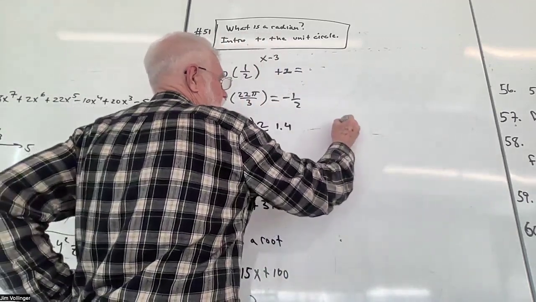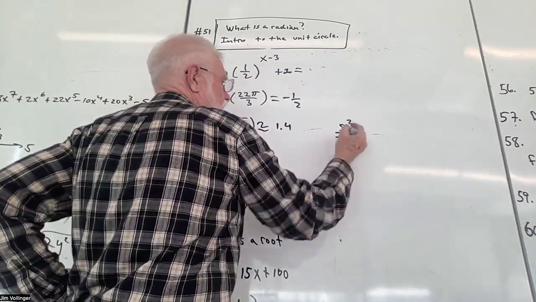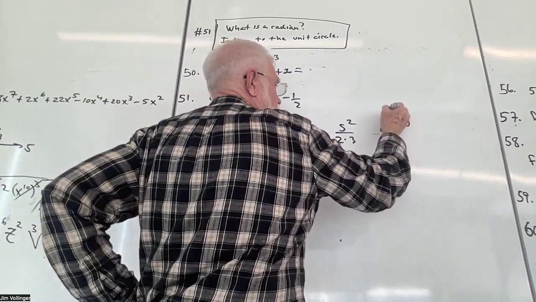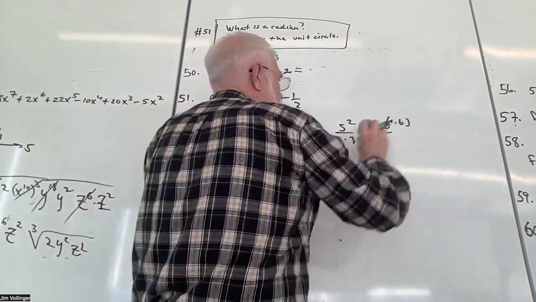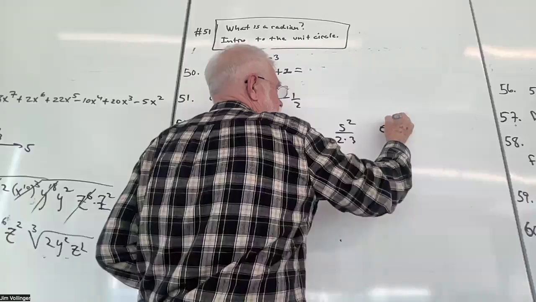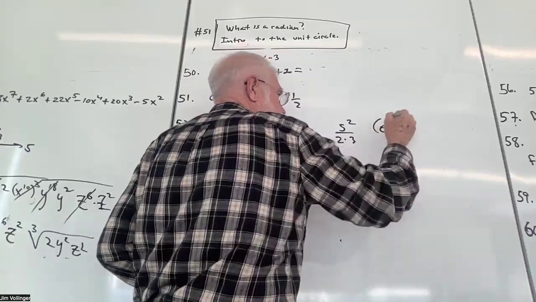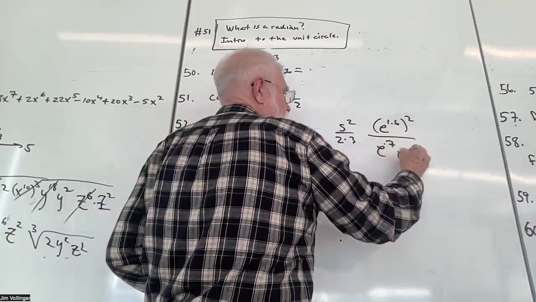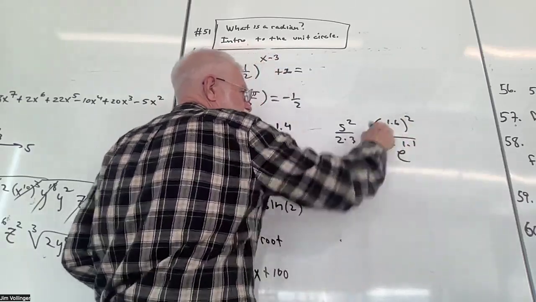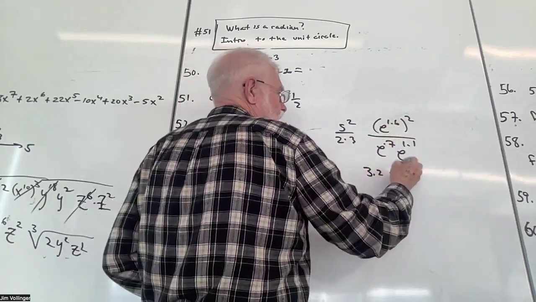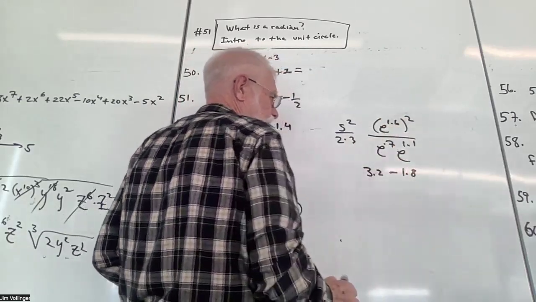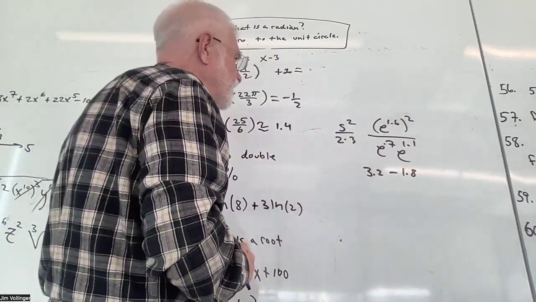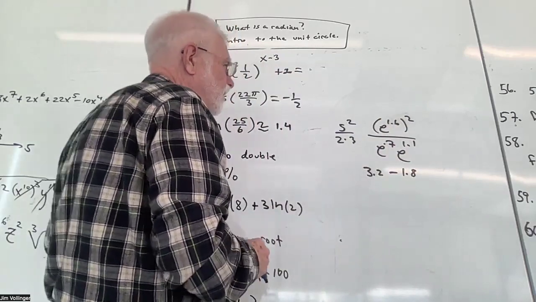So 25/6 would be written that way. 5 is e to the 1.6, roughly. E to the 1.6 squared. Okay, so we're going to square that. And 2 is e to the 0.7, e to the 1.1. And I think I said 3.2 minus 1.8, and that's 1.4. So that was correct. Now let's look at this from the context of the rules of logarithms.